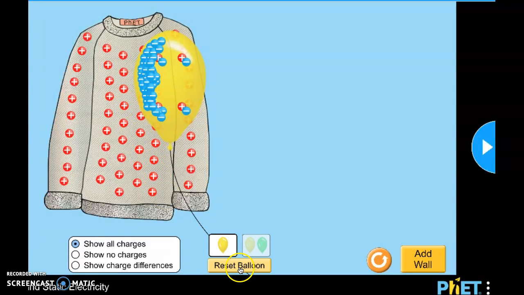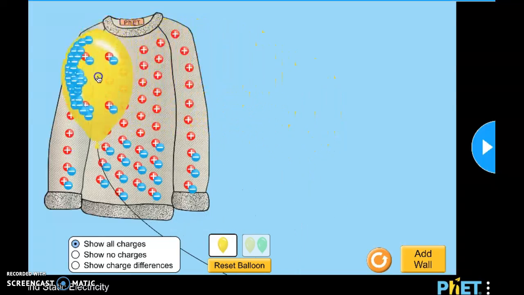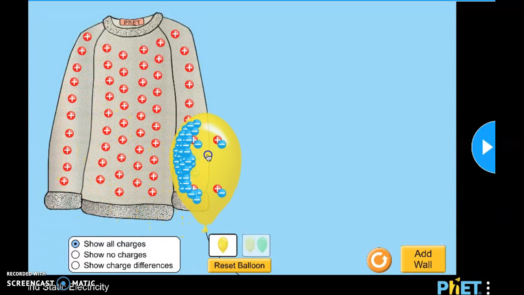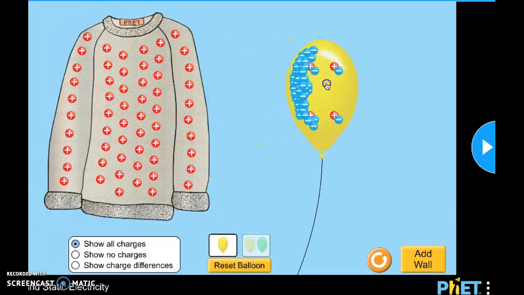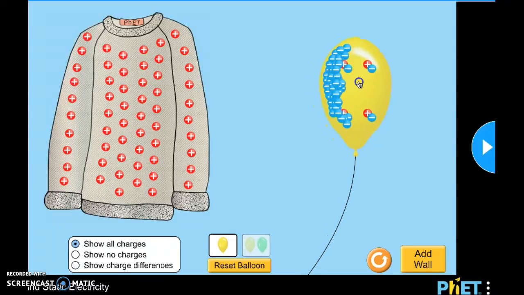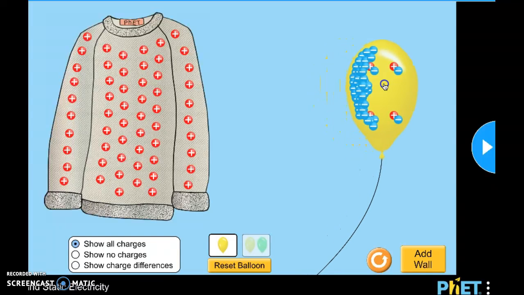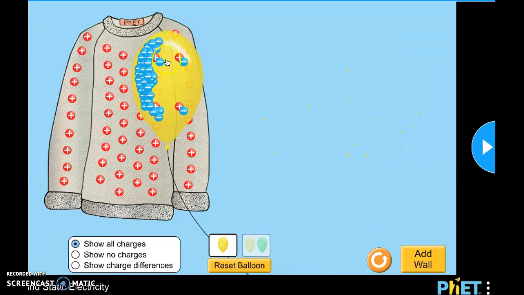Let's watch one more time. I'm going to reset the balloon. As I drag the balloon over the sweater, the same exact thing happens. All the negative charges start sticking to the balloon, leaving the positive on the sweater. The balloon and the sweater still both have different charges, so yet again they will attract. Watch as I release the balloon. This is a great simulation to show you how positive charges and negative charges attract.